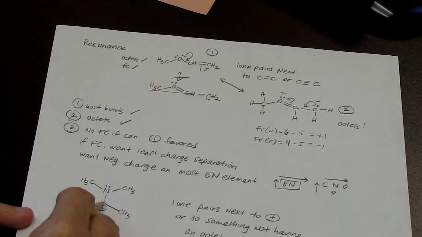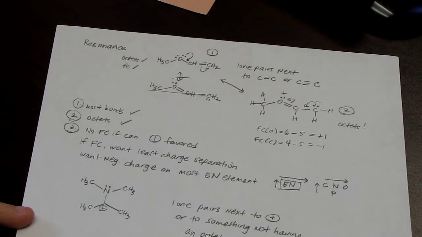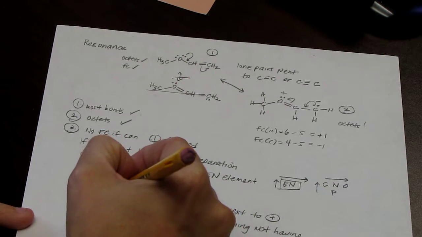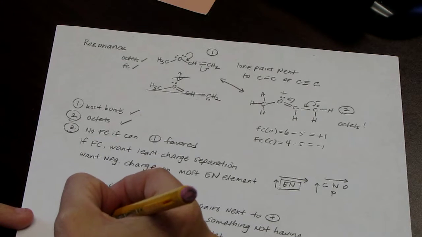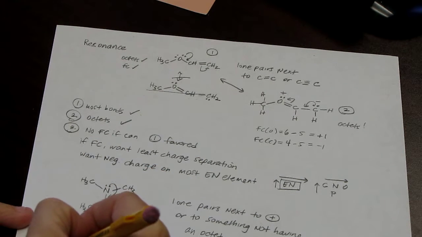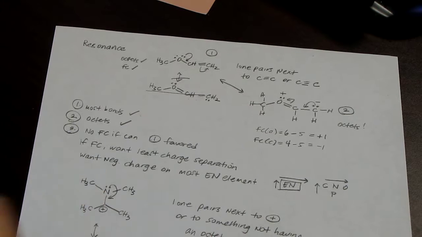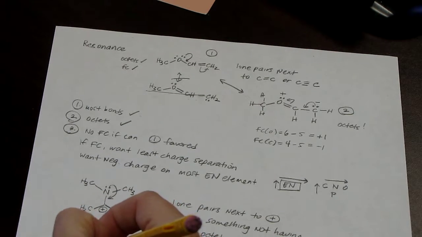In which this carbon does not have an octet. For it to have a plus formal charge, it only has 3 bonds, and it does not have 4. So you can move this nitrogen lone pair in through resonance. Remember that you can only move electrons and not atoms.